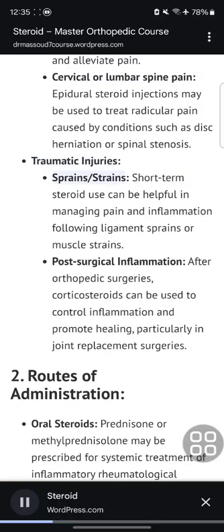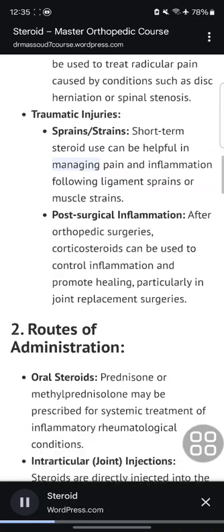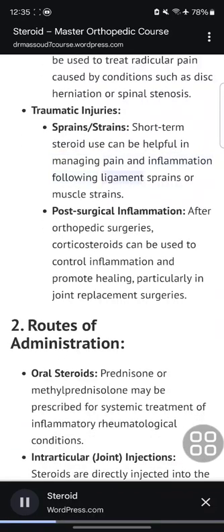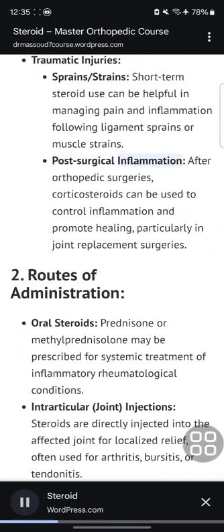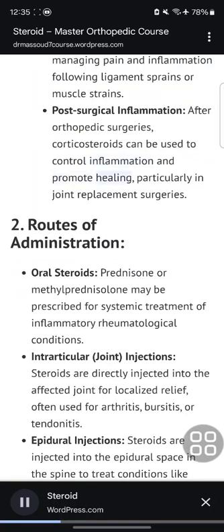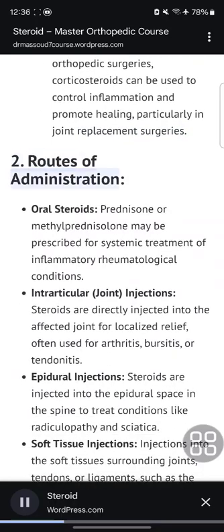Traumatic injuries. Sprains, strains. Short-term steroid use can be helpful in managing pain and inflammation following ligament sprains or muscle strains. Post-surgical inflammation. After orthopedic surgeries, corticosteroids can be used to control inflammation and promote healing, particularly in joint replacement surgeries. 2. Routes of administration.